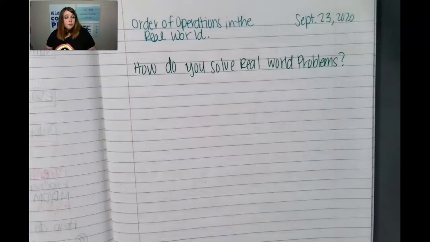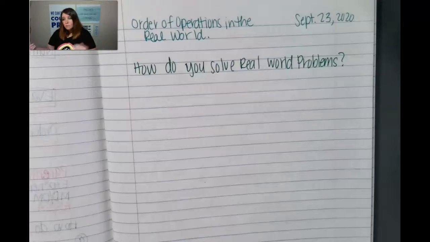So the first problem that we're going to look at is one that says a robotics team orders 14 shirts for 12 people and has a $9 shipping fee. How much does the team spend on the order?